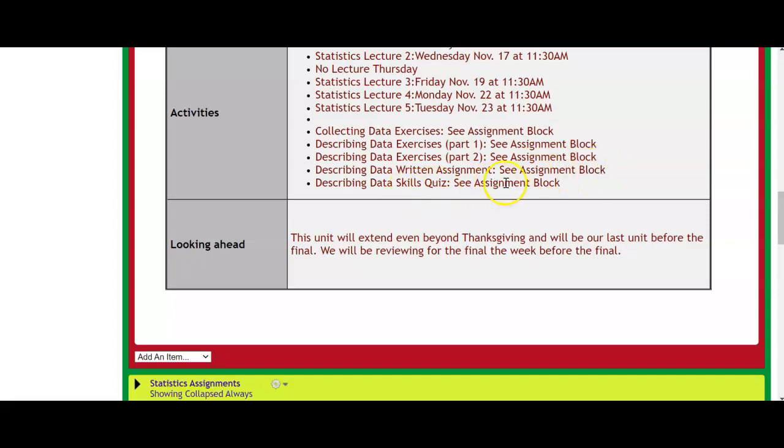And then there's a quiz. And actually, the quiz is due on the Tuesday after we get back from Thanksgiving, and the written assignment is due Wednesday. So that will be the last assignment. On Thursday and Friday those will be just review days for you. Nothing new, and then the final will be after that. So there's a full week between Thanksgiving and then finals.